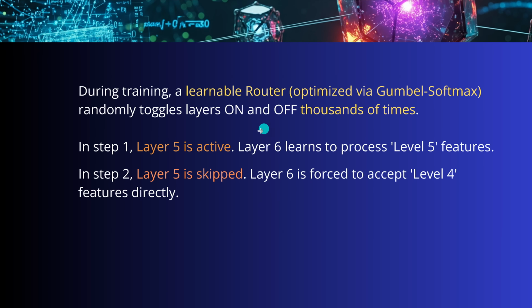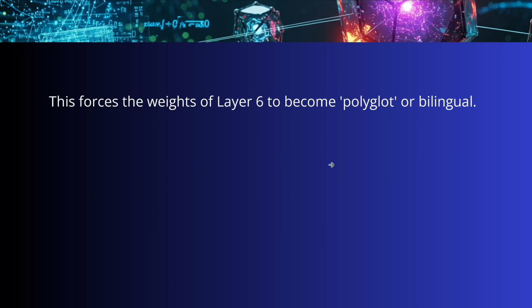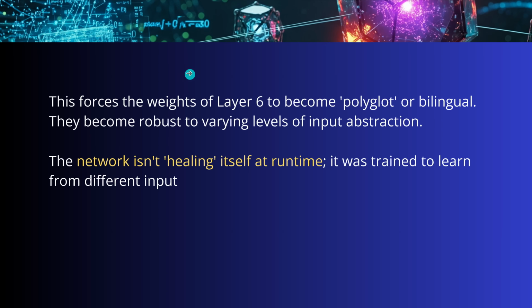And if you switch on and off all possible combinations of all possible layer switching and layer deleting and whatever, you have a new training pattern. So if you want, this forces the tensor weights of layer 6 to become more polyglot or bilingual or multilingual. So they become robust to varying levels of input abstractions. So this happens in the pre-training data. You can't do this afterwards.